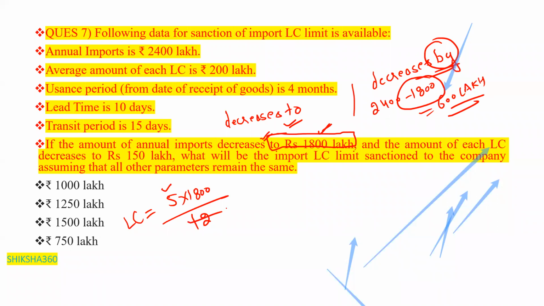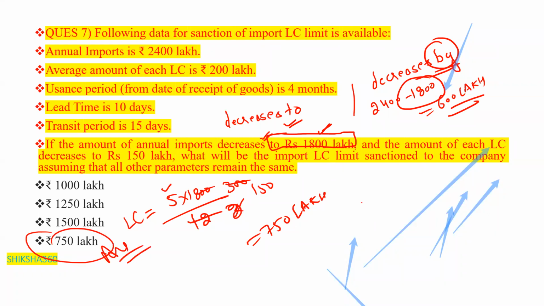So 6 to 300, 150, that is 750 lakh. Okay, so this one is our answer.